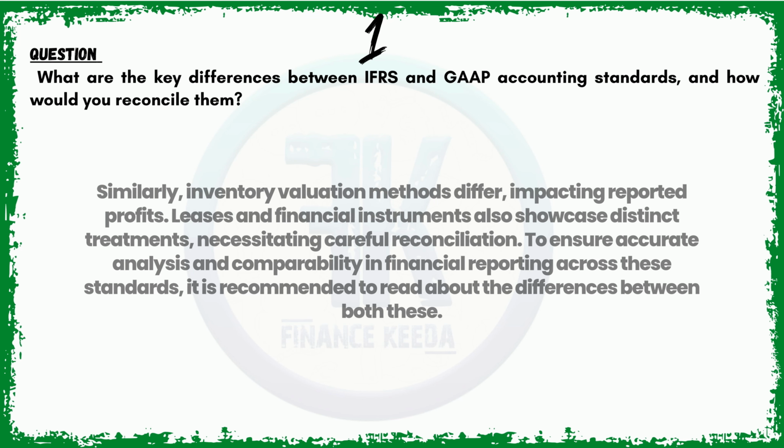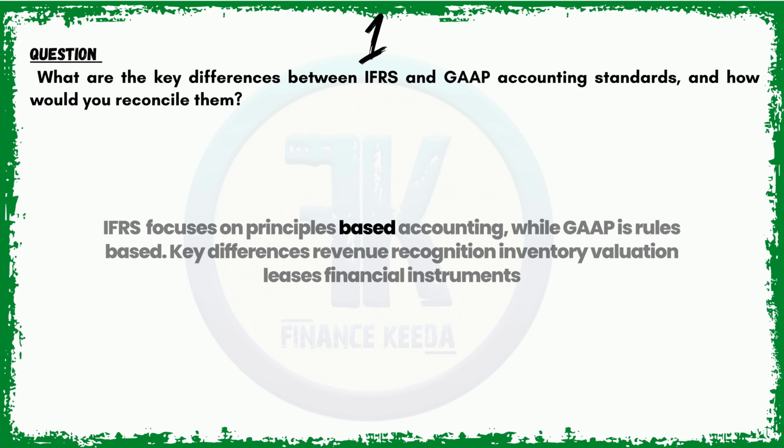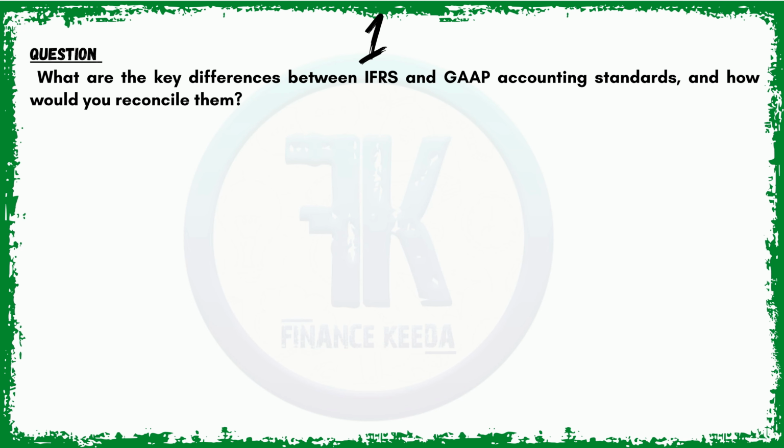Leases and financial instruments also showcase distinct treatments, necessitating careful reconciliation to ensure accurate analysis and comparability in financial reporting across these standards. It is recommended to read about the differences between both of these. IFRS focuses on principles-based accounting, while GAAP is rules-based. Key differences include revenue recognition, inventory valuation, leases, and financial instruments.